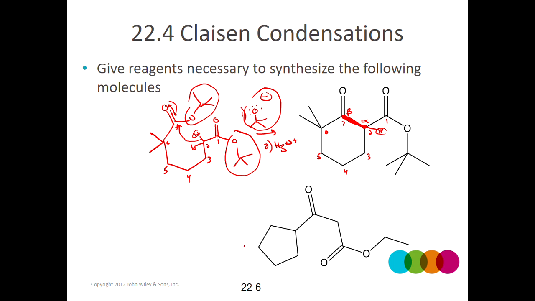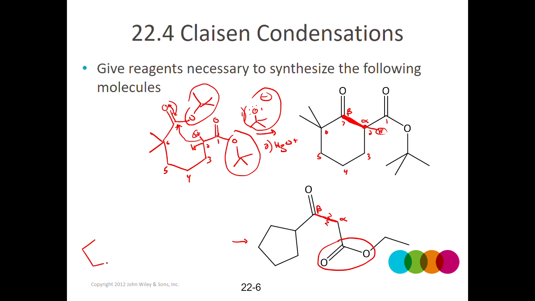For the second compound, I see the same feature. I see an ester, I see the alpha carbon to the ester, and the beta. So I have a beta keto ester. And again, it's the alpha to the beta bond that we're forming in this reaction. So this is where I'm going to disconnect retrosynthetically.